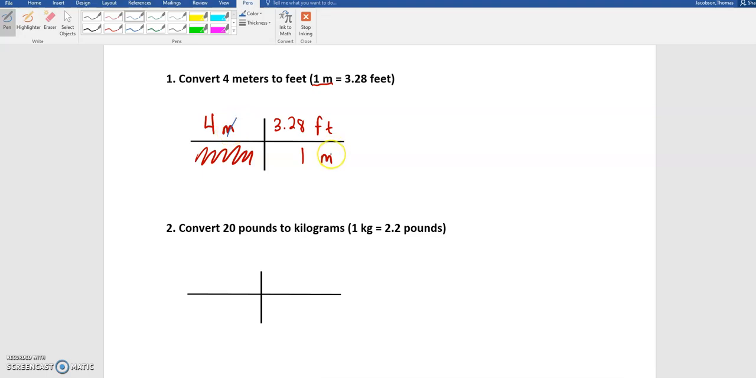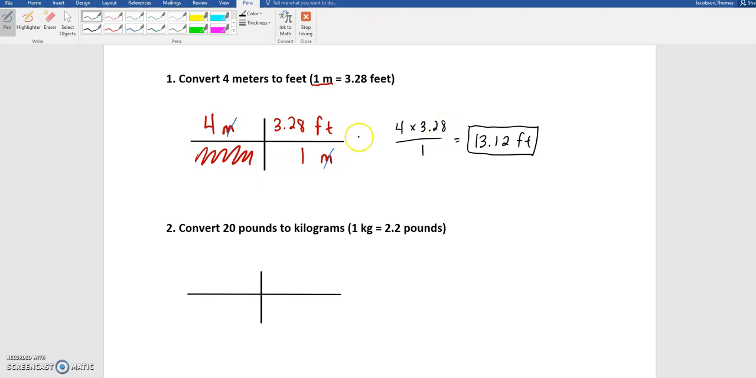If you have 2 in the numerator and 2 in the denominator, they cancel out. So those will cancel. And then you just treat this almost like a fraction, where you would do 4 times 3.28 divided by 1. And you would get, just like we had before, 13.12, we are looking for feet. And we get the same answer as we did before.